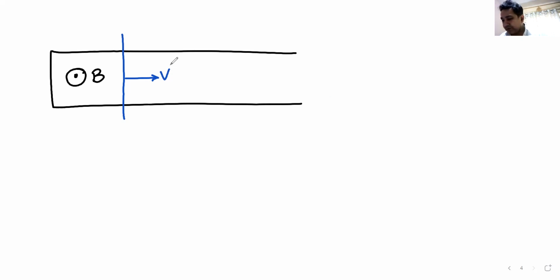Opposite direction means I have to create a magnetic field in the inward direction. See, outward is this magnetic field. So I create a magnetic field in the inward direction, which means clockwise current. Do we understand this, or is this going above our heads? Understanding.